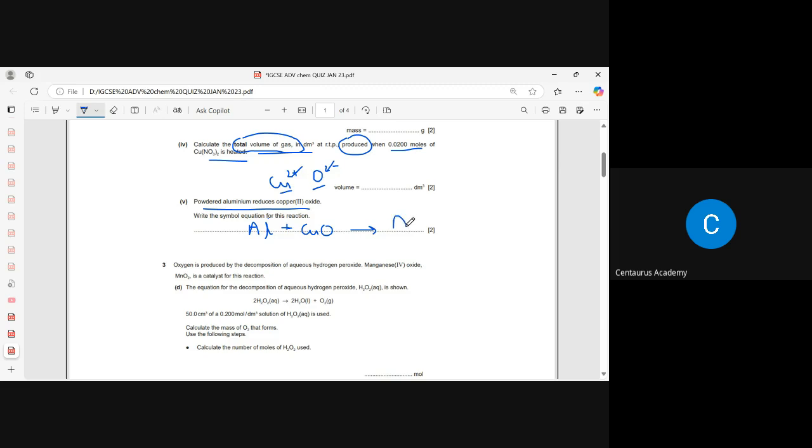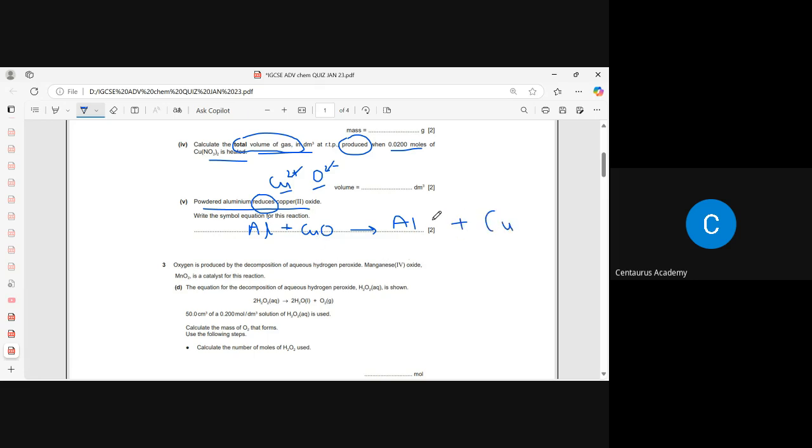Then when the new product is formed, how do I know what product is formed? The question says aluminum reduces copper(II) oxide. This means that aluminum will be stealing away oxygen from copper and will reduce copper(II) oxide into copper metal.